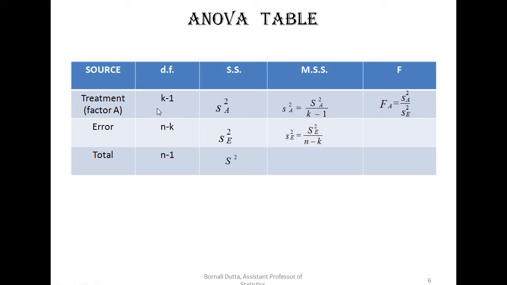So the degrees of freedom is k minus 1, because our factor A is divided into k classes, so its degrees of freedom will be k minus 1. And we have a total of n observations, so the total degrees of freedom will be n minus 1. To get the error degrees of freedom, we subtract the treatment degrees of freedom from n minus 1, that means from the total, and we get n minus k.